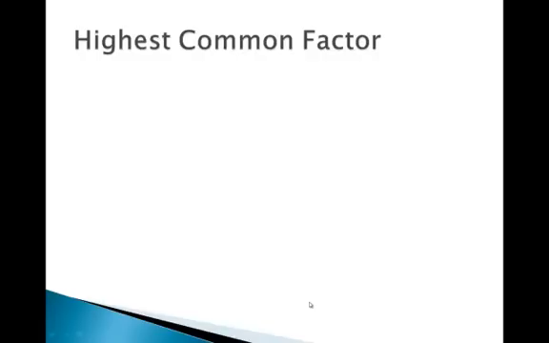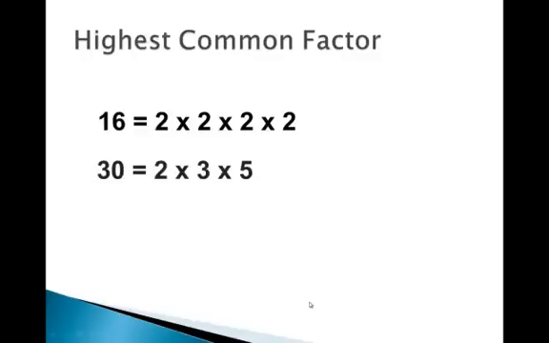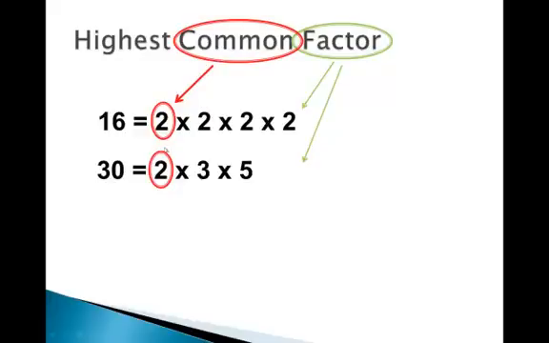So the second step is to look at those 2 sets of prime factors. We need to look at what they have in common. So we have a 2 in common, but as you can see, there's nothing else that these 2 lots of numbers have in common. So therefore, the highest common factor is just the number 2.